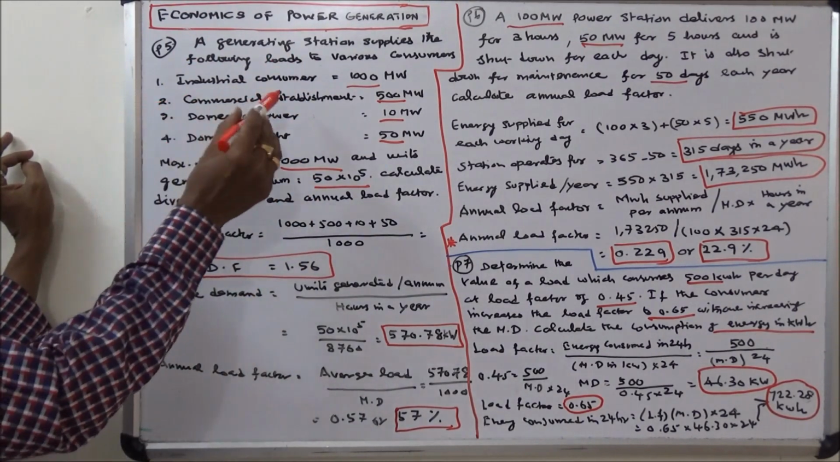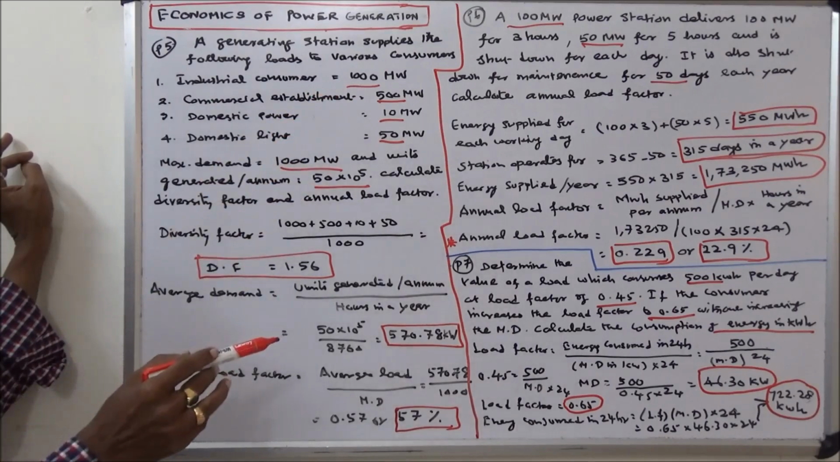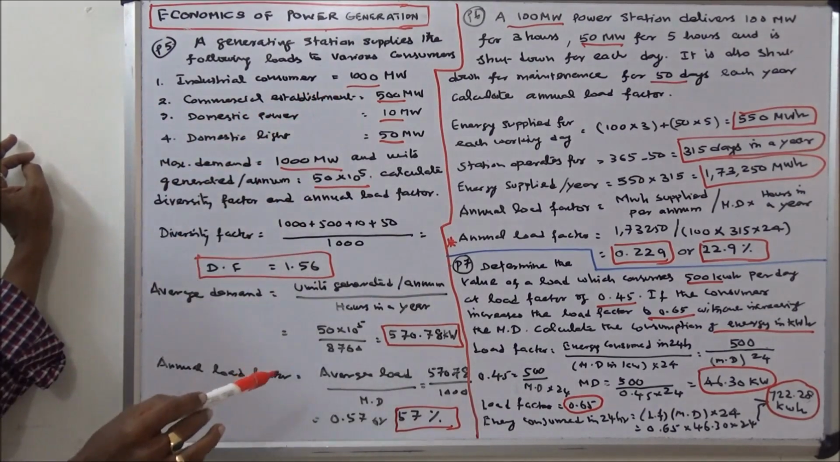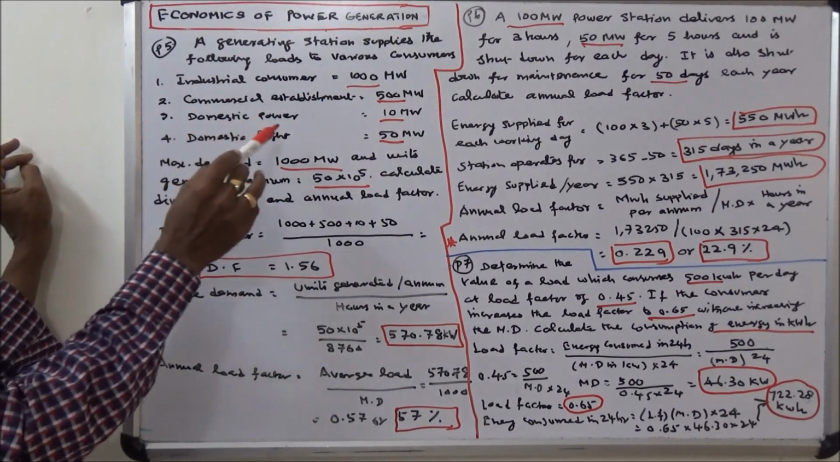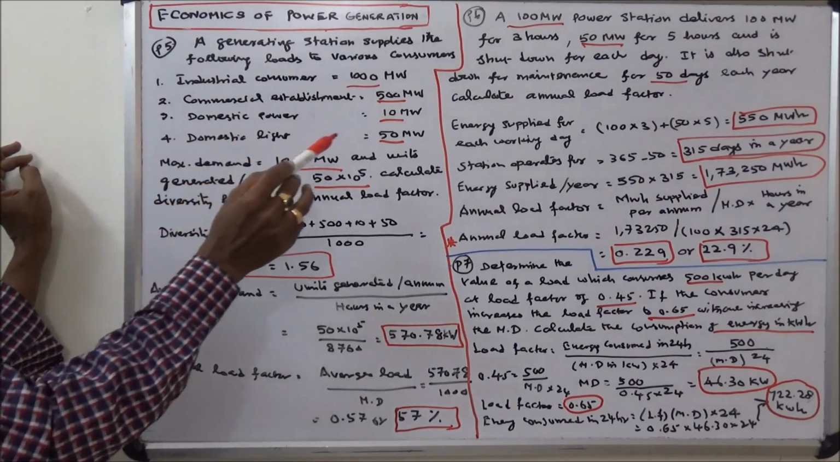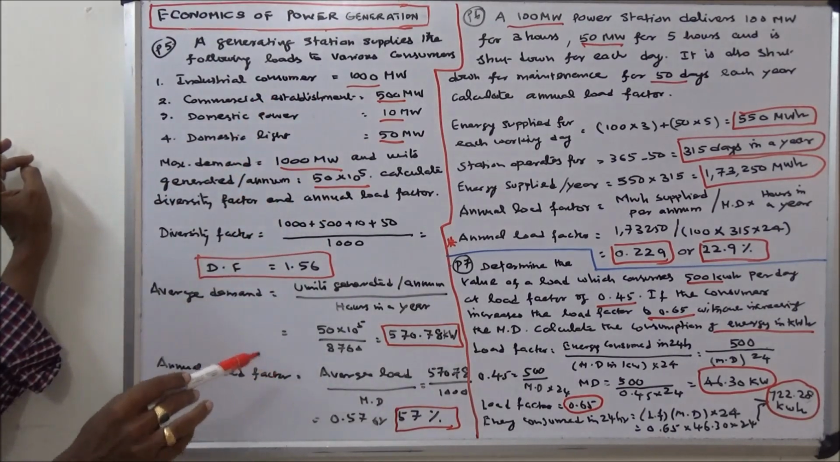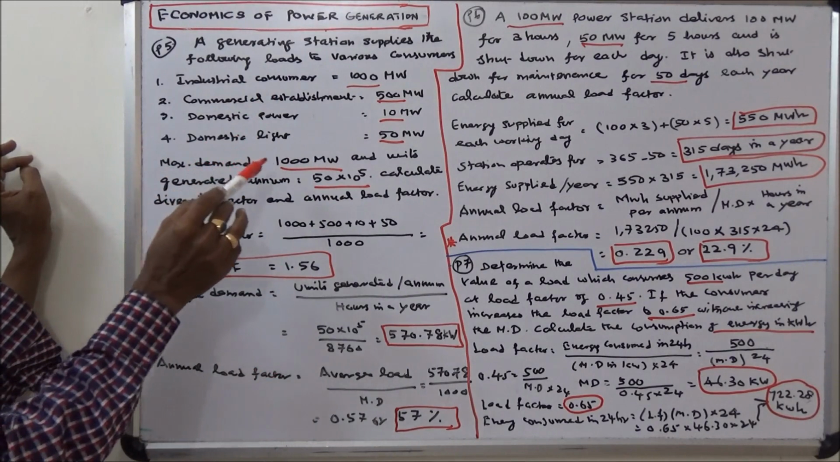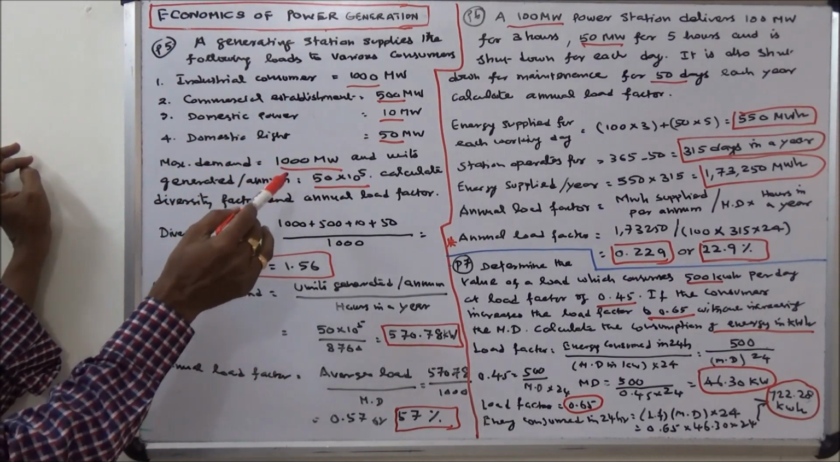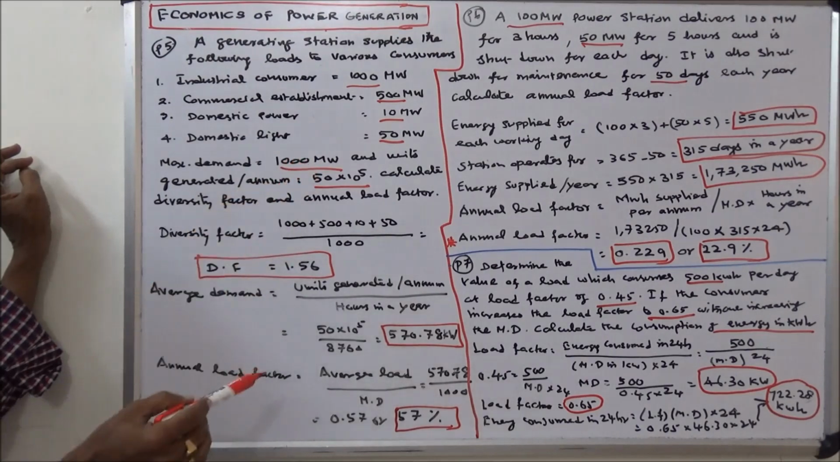Number 1, industrial consumer is equal to 1000 megawatts. Number 2, commercial establishment is equal to 500 megawatts. Number 3, domestic power is equal to 10 megawatts. Number 4, domestic light is equal to 15 megawatts. Maximum demand is equal to 1000 megawatts, and units generated per annum is equal to 50 into 10 power 5.